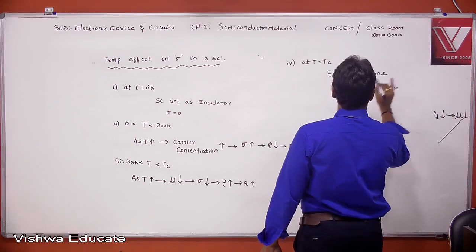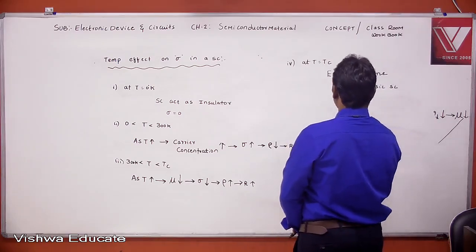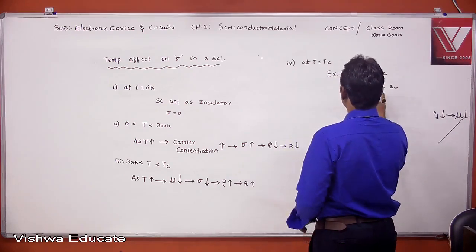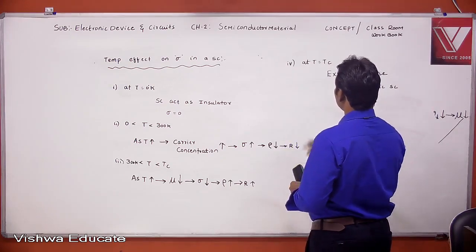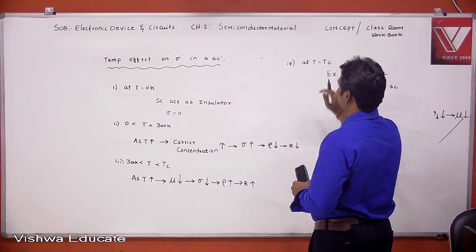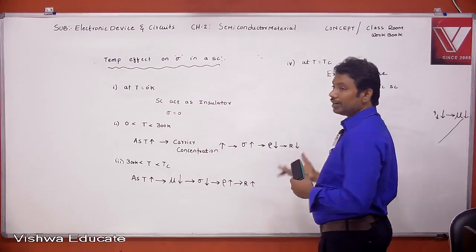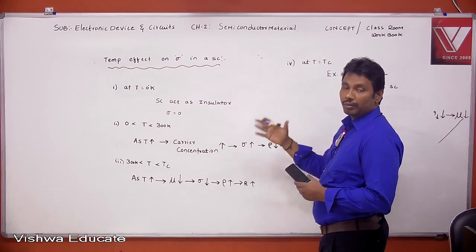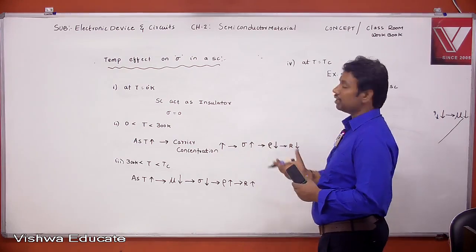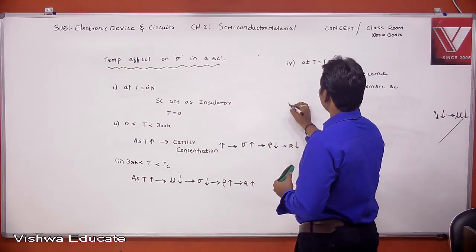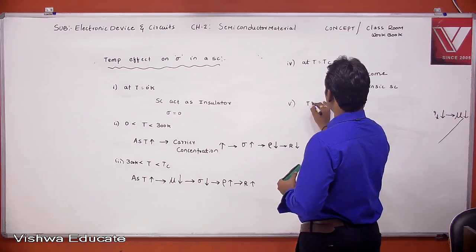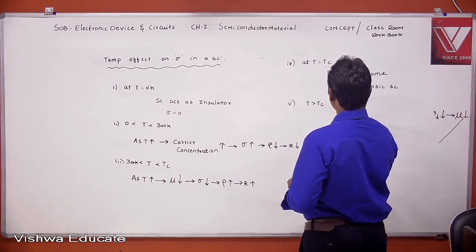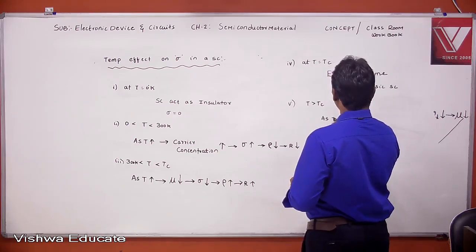Extrinsic semiconductor becomes intrinsic semiconductor, right? Because band to band transition will dominate impurity ionization because of the temperature. Just now I discussed how the band to band transition will dominate impurity ionization. Now I have increased the temperature beyond the critical temperature. Beyond the critical temperature, what happened? See here, as temperature is increased, what happened actually?